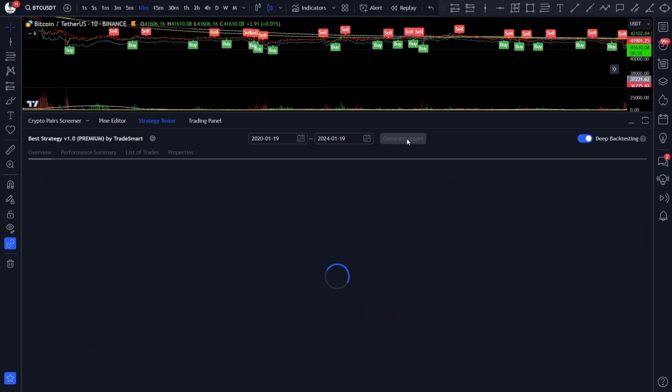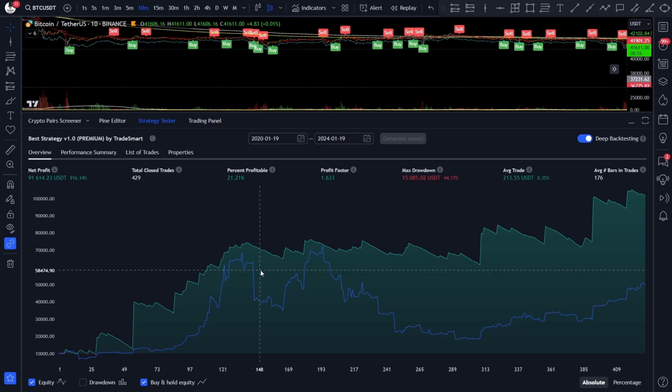Moving on, the 10-minute. Surprisingly, the 10-minute performs even better than the 15-minute. Now we got 429 trades with a 916% net profit, 21% win rate, 1.6 profit factor, and with 44% maximum drawdown. The equity curve well outperforms the Bitcoin buy and hold, which is this blue line. And what I love about this strategy is that when Bitcoin is in a bear market, the strategy is barely trending down, it stays around the sideways.